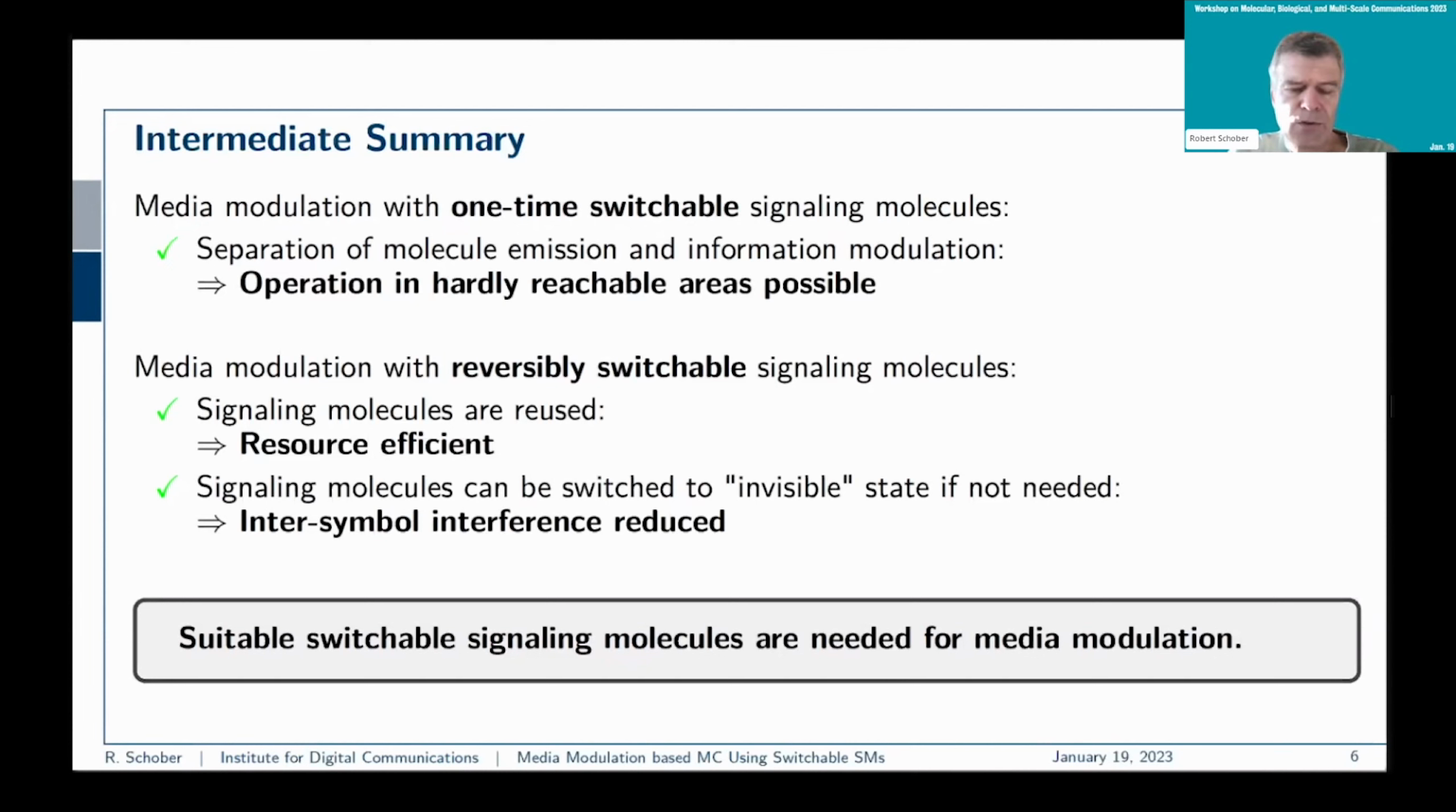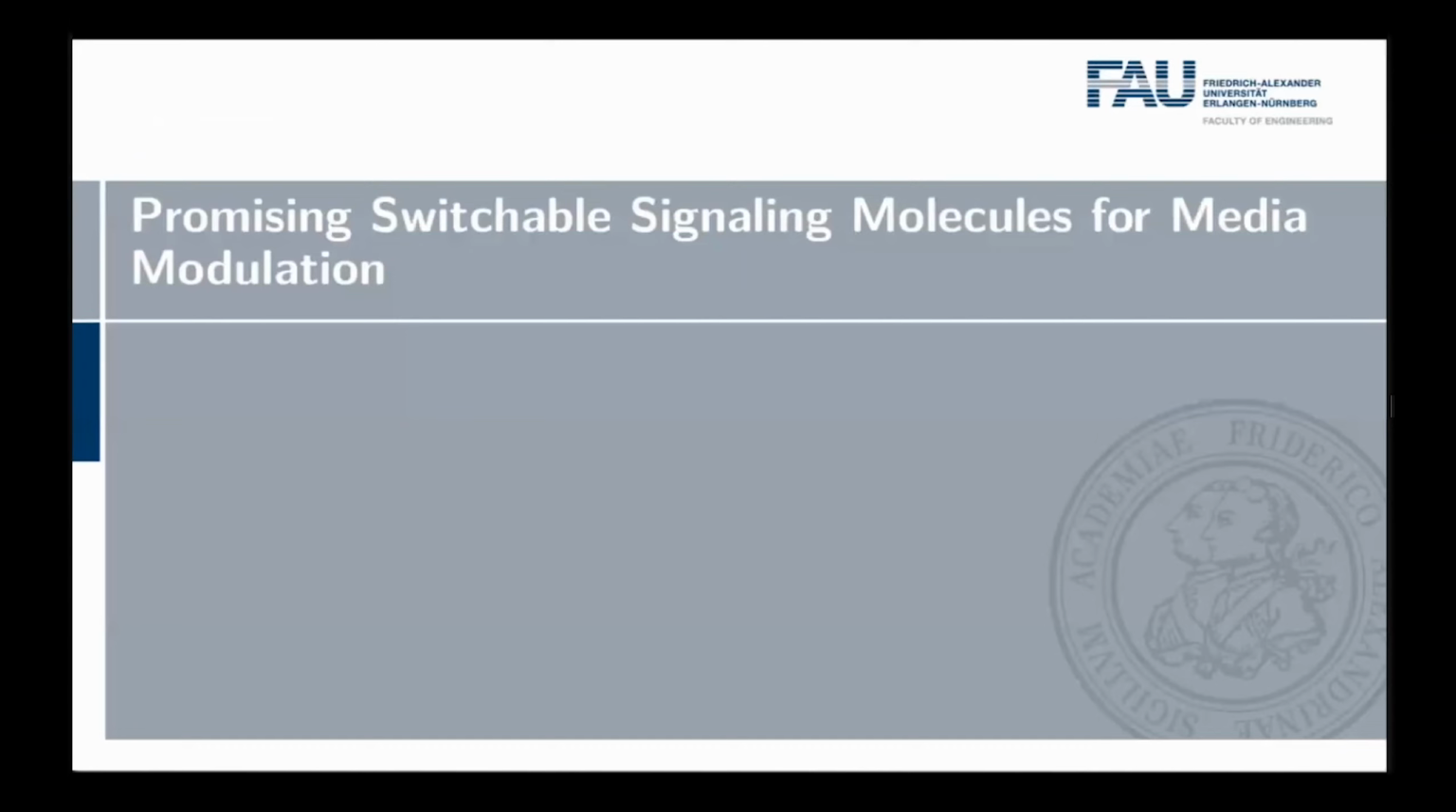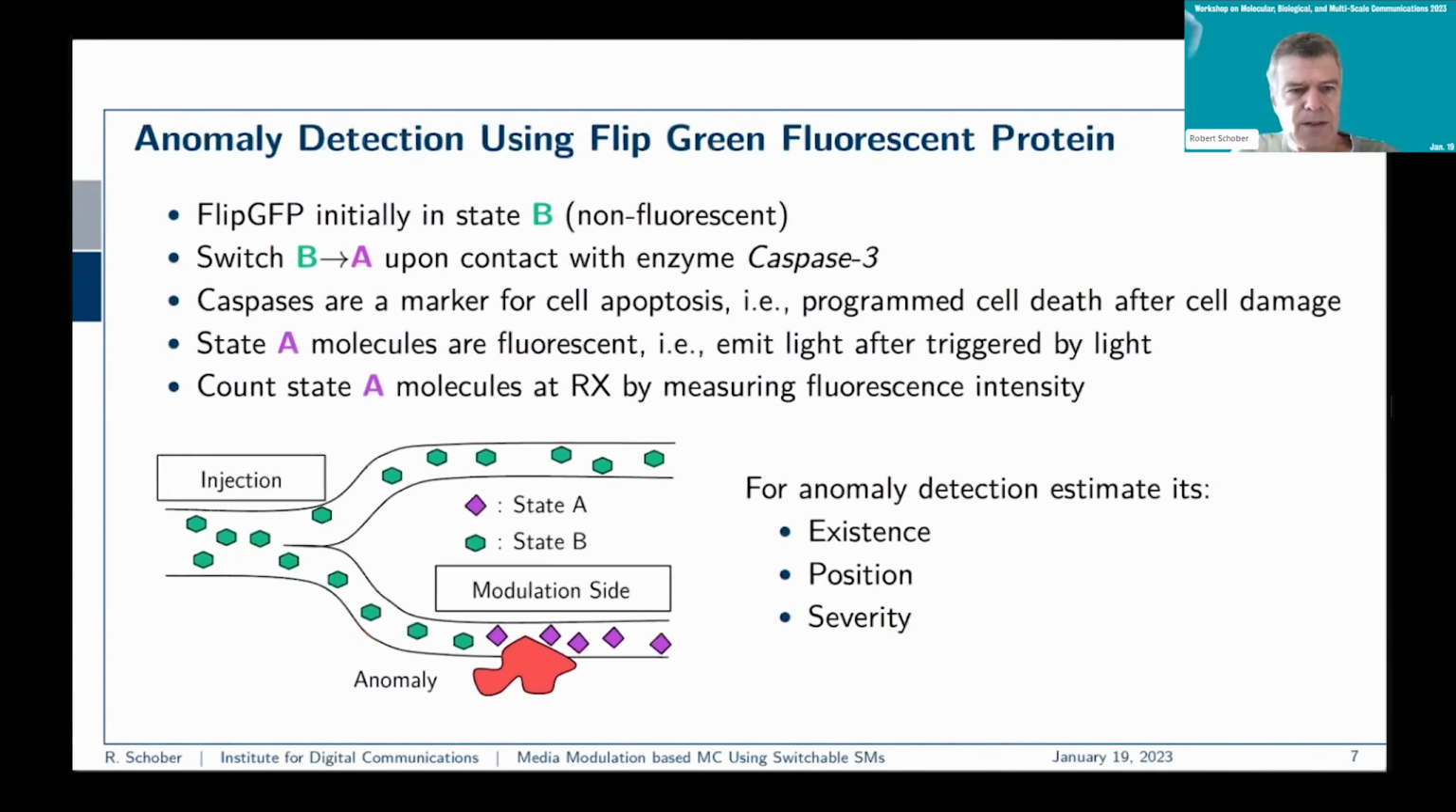Now, all of this hinges, of course, on these signaling molecules, right? So the question is, do such signaling molecules actually exist? So can we actually either design them, or maybe some are already in the literature, right? And this is the second part now of my talk with these signaling molecules. And the answer is yes. I mean, such molecules do already exist.